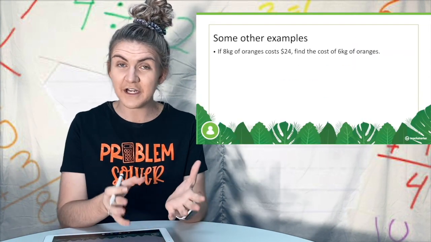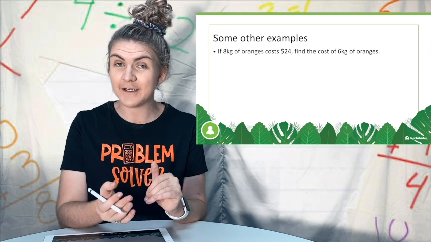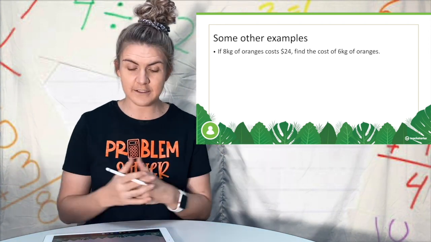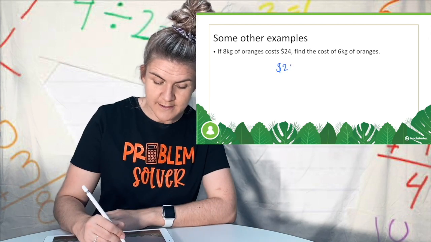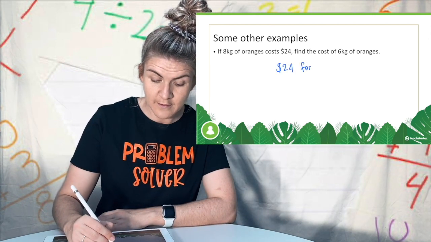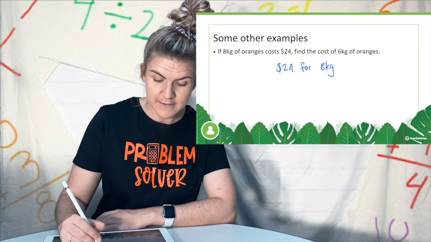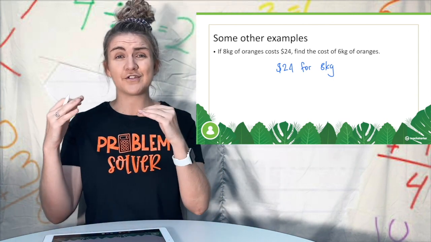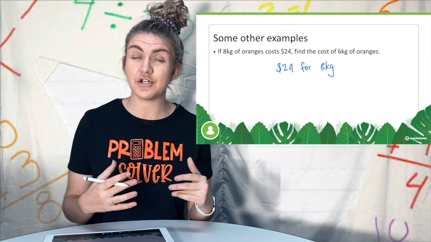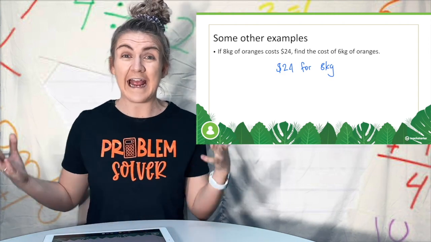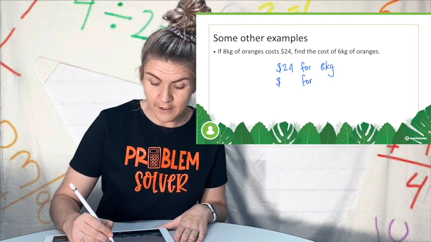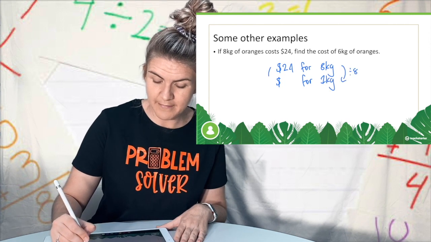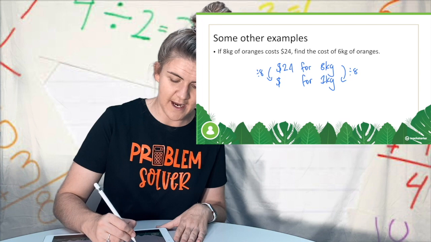All right, let's look at some quick other examples of how we can use rates and the unitary method to calculate any cost. So here I have some oranges and it's $24 for 8 kilograms. And I want to know how much it would cost for 6 kilograms. I'm not going to go straight from 8 to 6. I'm going to go down to the unitary method because then I can calculate any amount. So I want to know the dollars for 1 kilogram. And of course, that means I'm dividing by 8 on both sides.